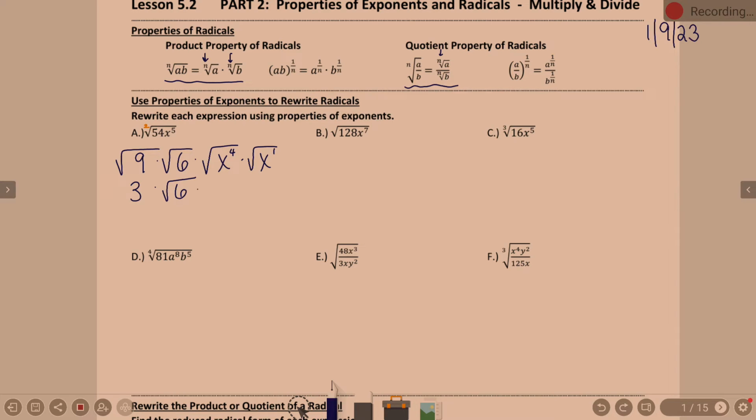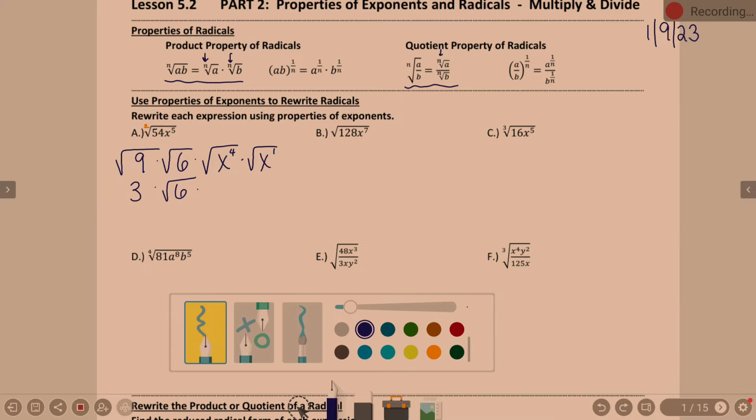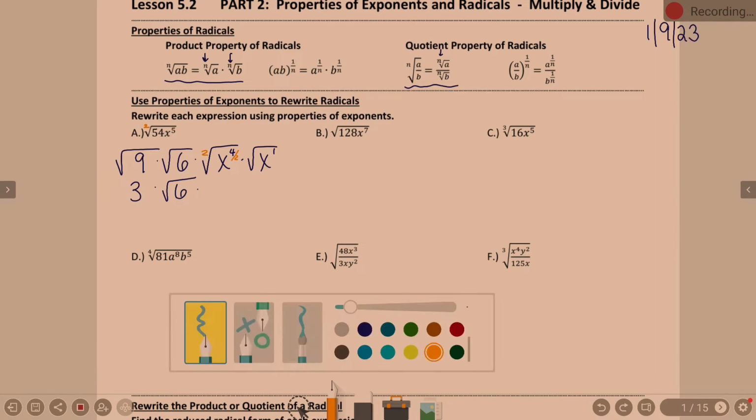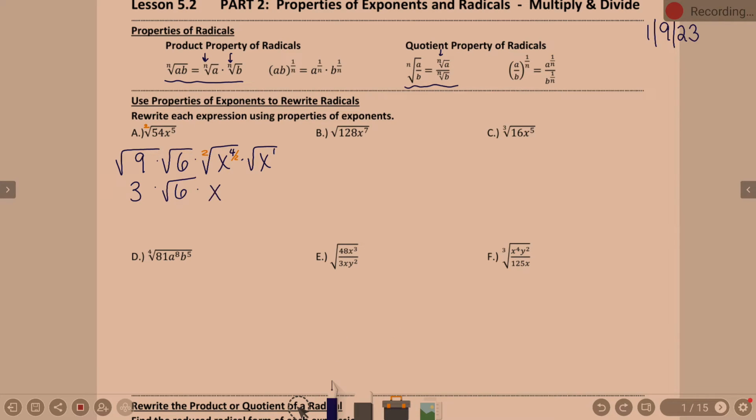Now, square root of x to the 4th. x squared, because we can do 4 divided by 2, right? And so that's going to be x squared. What about square root of x to the 1st? It's going to stay square root of x, yes? Because does 1 divide by 2? Not evenly. So that's going to stay square root of x.